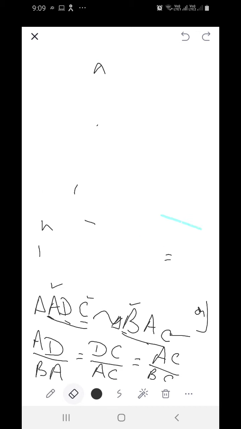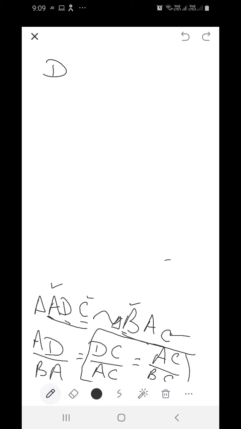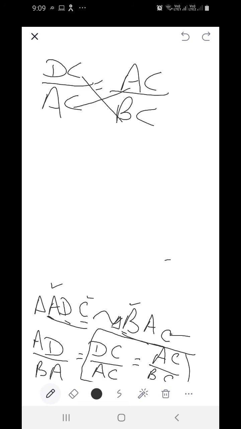Now, after proving the triangles similar and forming the sides of proportionality, you require DC and BC, and it is AC square. It means I am going to take these two pairs. Which pairs will I take? DC upon AC is equal to AC upon BC. Cross multiply them, you get AC square is equal to DC into BC. So this is what you have to prove in the seventh question, B part.